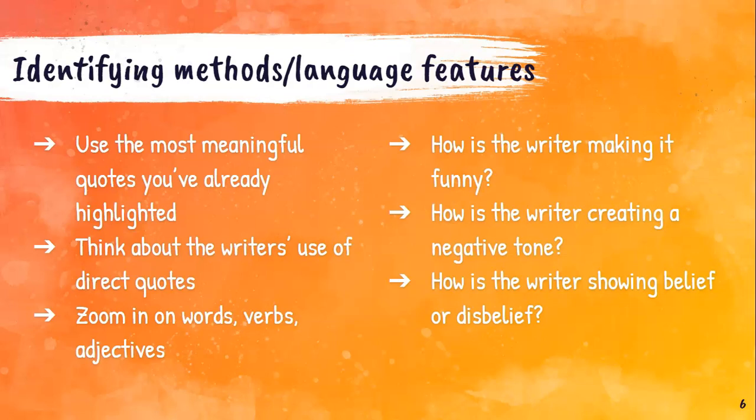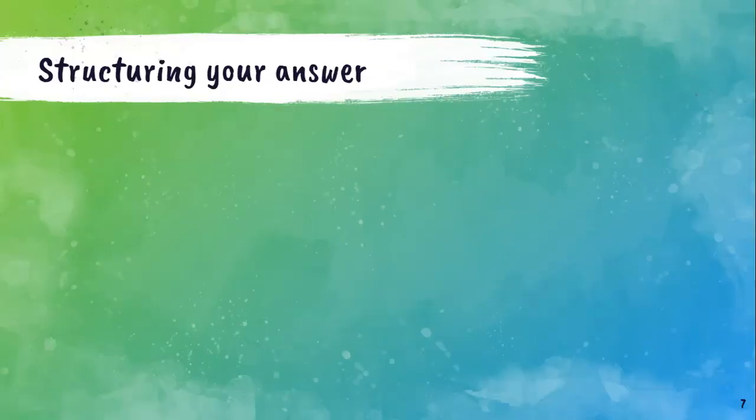That word "how" is the important part. That is, how are they creating that thing? So what is their method? What is the language feature that they are using? So once you've got your quotes highlighted and some language features labelled, you're going to want to write your answer.